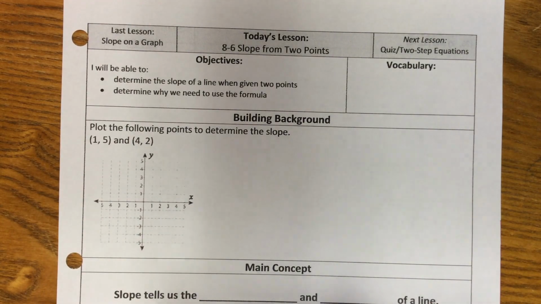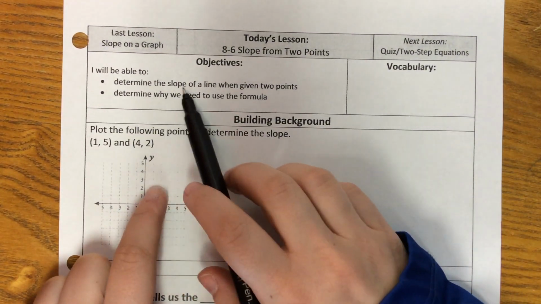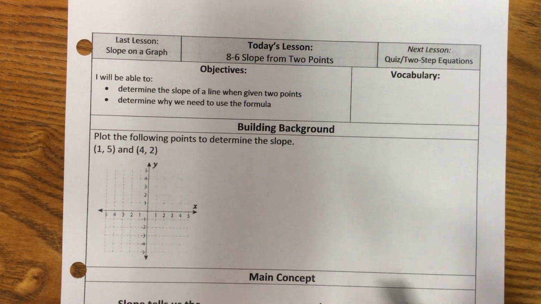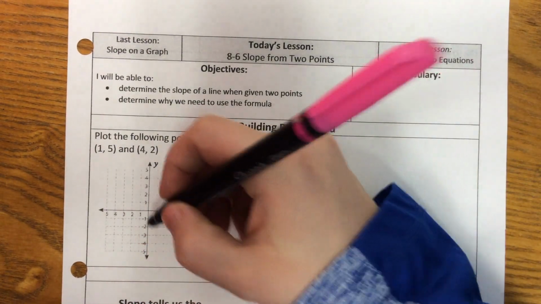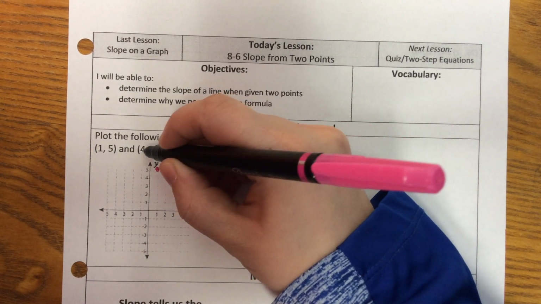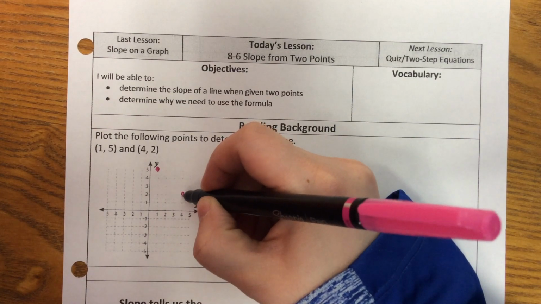Okay, so we're going to plot the following points and determine the slope like what we did last class. This time we're going to be determining a slope of a line when given 2 points, and determine why we need to use the formula. Okay, so we have 1, 5, so I'm going to go right 1, up 5, and 4, 2. So right 4, up 2. And then I draw a line through those points. I want to use a straight edge.